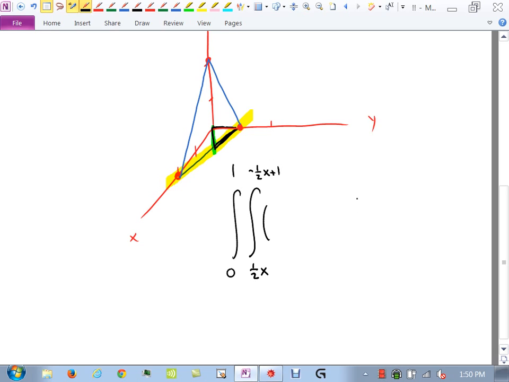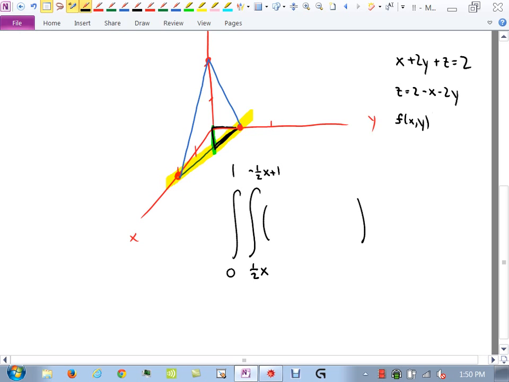And now what is the function we are going to integrate? It must be a function of x and y, shouldn't it? So what we know is that top piece, that plane, right? So what you need to do is take that plane equation, which was x plus 2y plus z equals 2, and solve it for z. Solve that thing for z. And that'll be 2 minus x minus 2y. So if you solve that, you get z equals 2 minus x minus 2y, which means f of x, y equals 2 minus x minus 2y. And that's what goes in here.